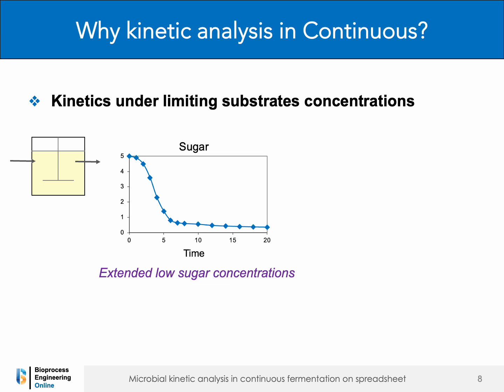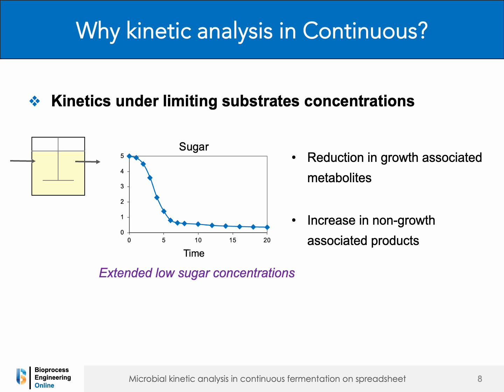In addition to analyzing microbial kinetics at relatively high sugar concentrations, it is also highly valuable to investigate cellular activity under prolonged low sugar conditions. When cells are exposed to sustained low sugar concentrations, their growth rate decreases significantly. However, this change in nutrient availability can also lead to major metabolic shifts. For example, there may be a considerable reduction in the production of growth-associated metabolites, such as ethanol, acetate, or lactate. Conversely, there may be a marked increase in the synthesis of non-growth-associated metabolites, such as antibiotics or other secondary metabolites.